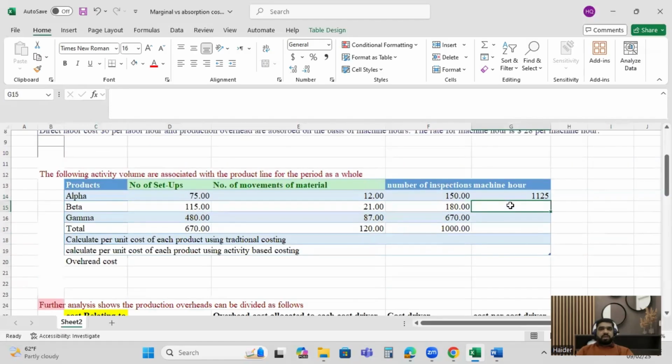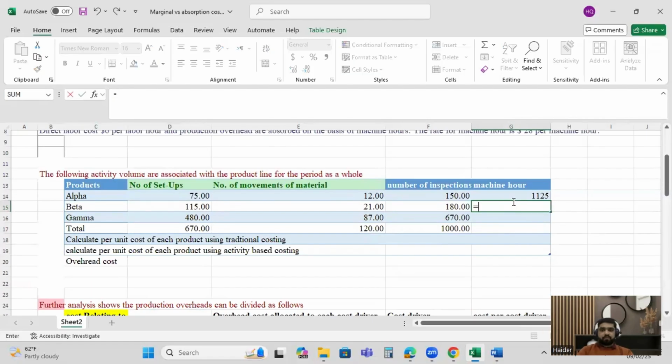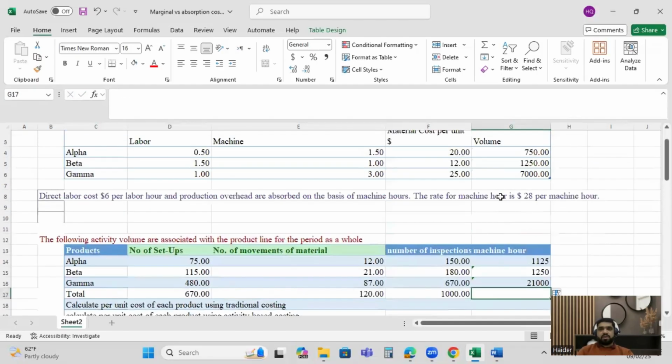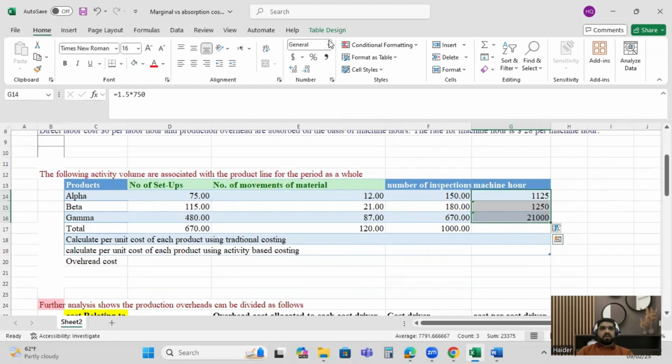For product beta, 1 machine hour is required, so 1 machine hour times 1250 units. So these are the number of machine hours. For making gamma, how many hours of machines? 3 machine hours times the number of units to be made, 7,000. So 21,000 machine hours are required for gamma, because for each unit we need 3 machine hours. 7,000 units, 21,000 machine hours. You can see this is in general, so we convert it into numbers. Okay.